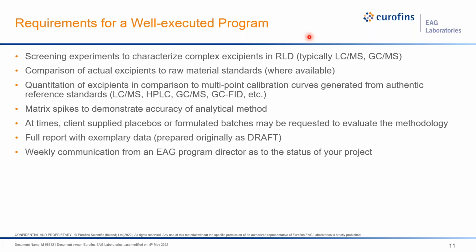So one thing that we ask, especially when there's complex excipients, is if you can supply placebos or formulated batches, that's going to make our methodology so much better. And what I mean by that is if you provide us a formulation similar to the RLD or even different, but with the same ingredients, the matrices should be similar and we should be able to evaluate our method. If we know what's in your placebo and we're hitting those numbers, that means our method should be working really well. If we're not hitting those numbers, we know we need to adjust.